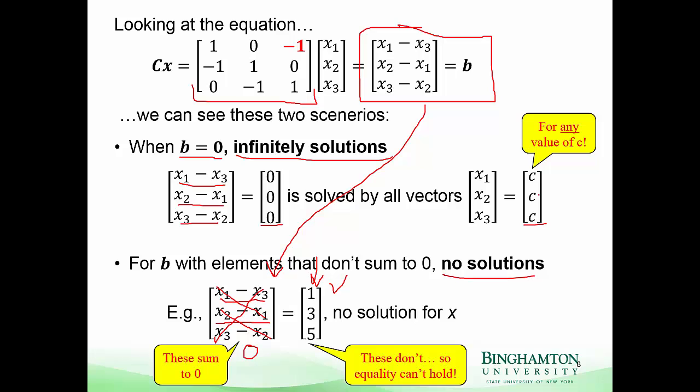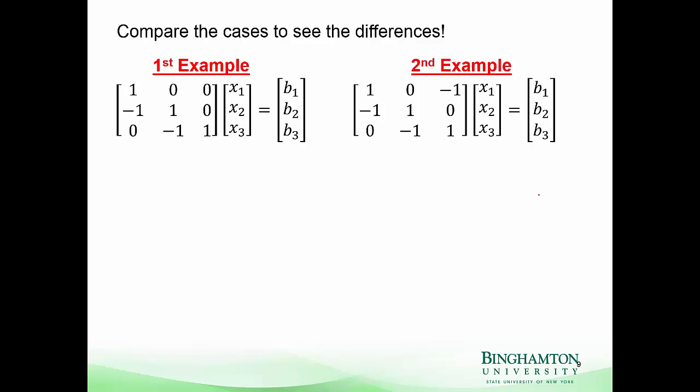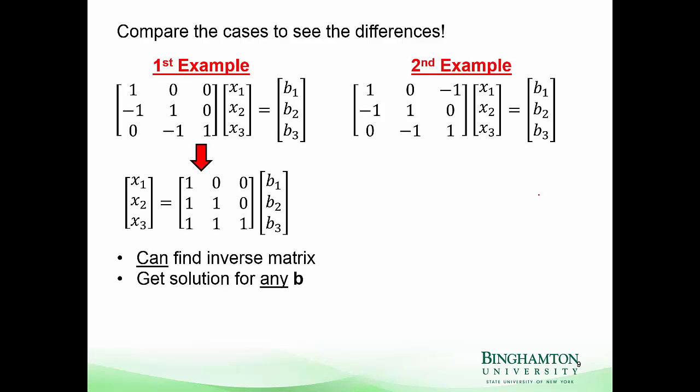What is it about that matrix that makes this a problem? That's what we want to look at. Well, let's compare the two cases and see if we can puzzle it out. It's not just that one is lower triangular and the other one isn't. That's not it. I'll tell you that right from the beginning. It's something deeper than that.